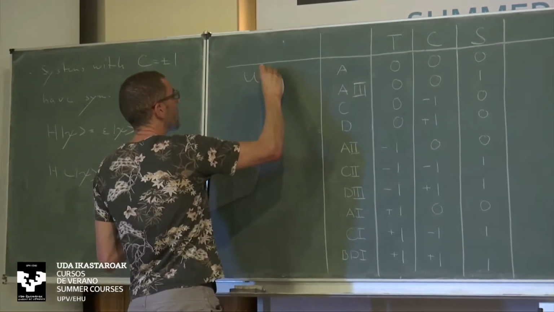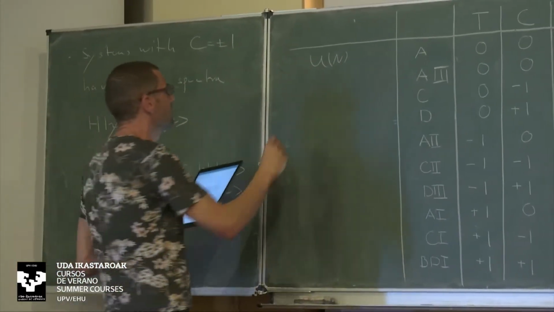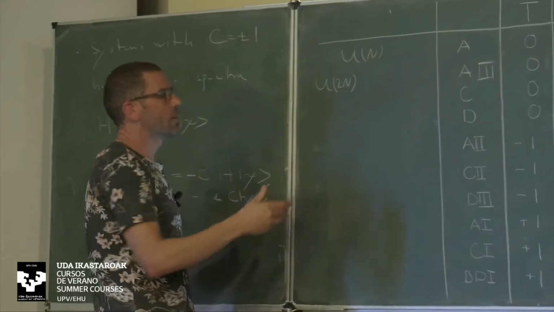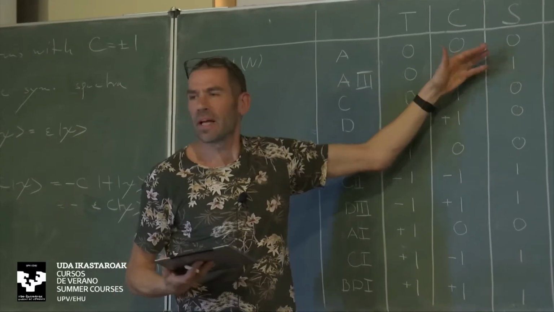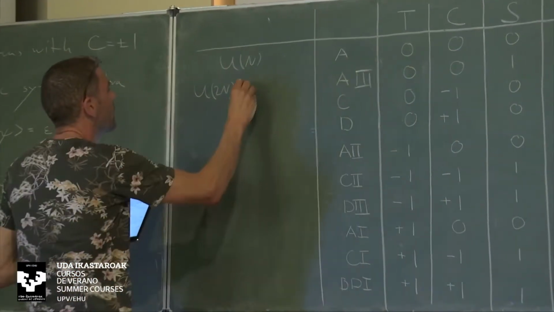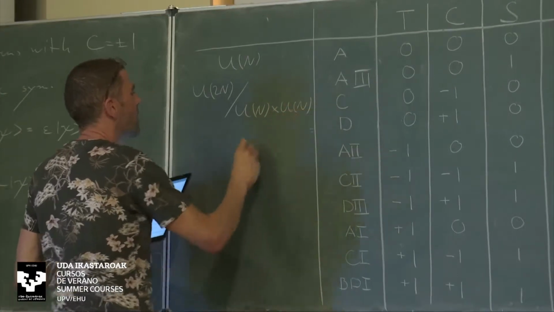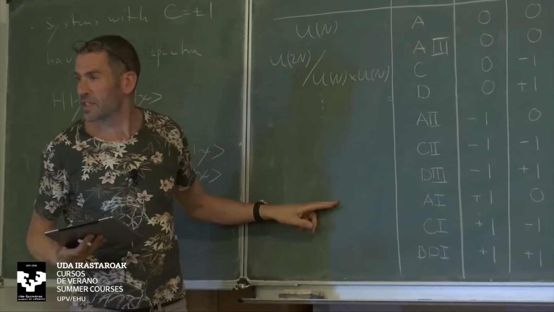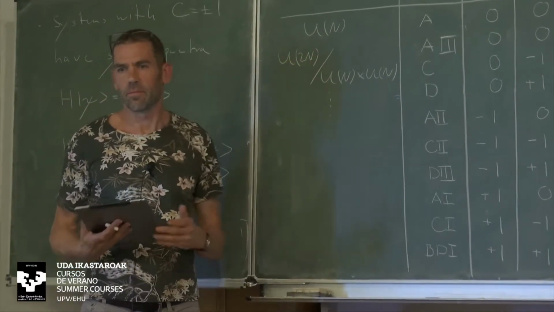This here is U(N). A3 is U(2N). We have some chirality here, so we need some kind of particular structure, and we divide out U(N) times U(N). And it goes on like that. Here we had A1, which we just discussed. And these are all these different settings.